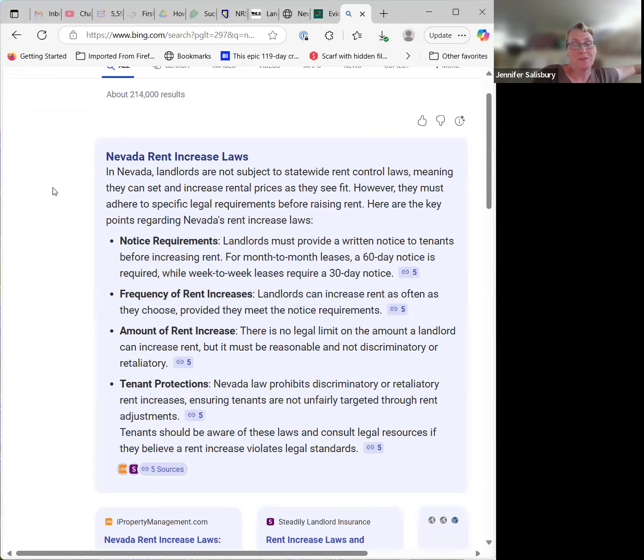However, they must adhere to specific legal requirements before raising the rent. We did talk about for month-to-month leases, you have to have a 60-day notice. Week-to-week requires 30-day. Frequency of rent increases: landlords can increase the rent as often as they choose. The amount, there's no legal limit to the amount a landlord can increase the rent, but it must be reasonable and not discriminatory or retaliatory. Yeah, okay, interesting.